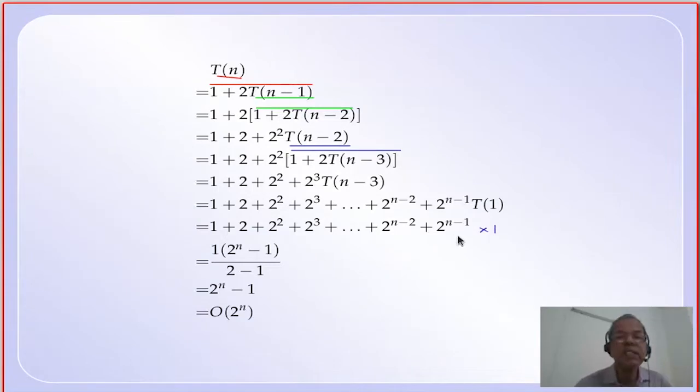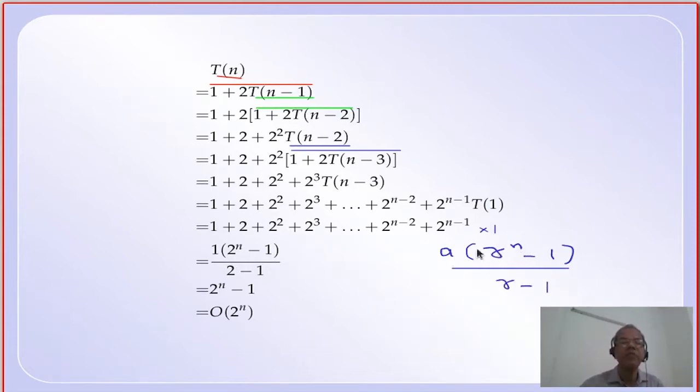This is a geometric series. The formula is: A is the first term and R is the common ratio. A times R power n minus 1, divided by R minus 1. A is the first term, R is the common ratio, n is the number of terms.